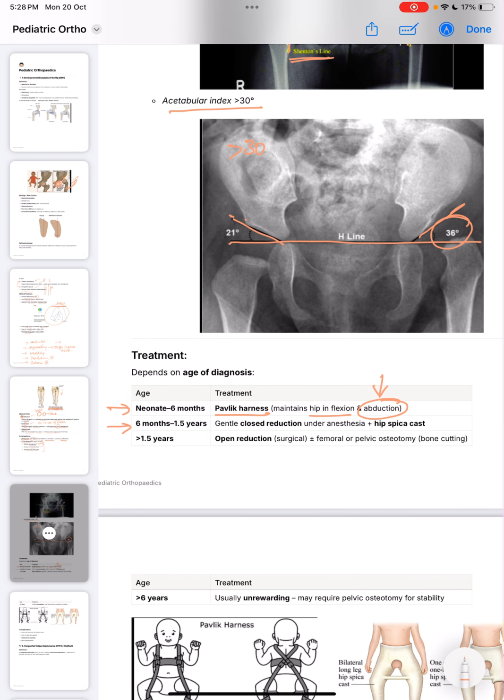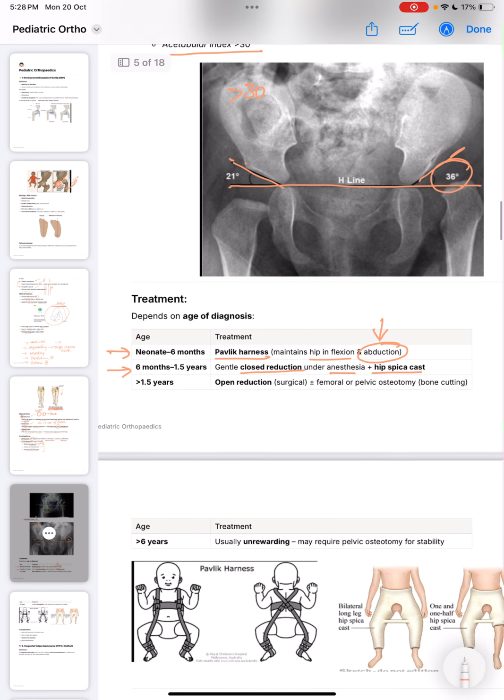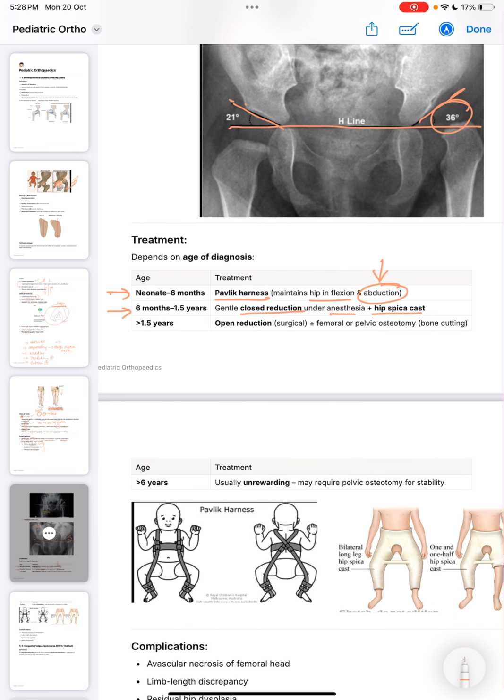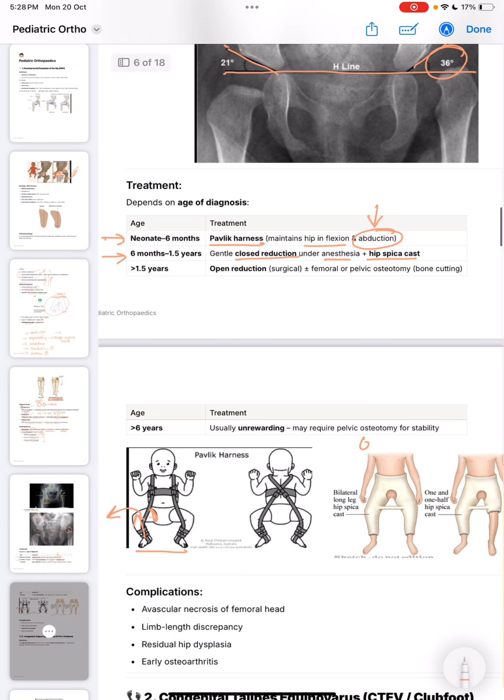And then from 6 months to 1.5 years, we are going to do gentle closed reduction under anesthesia and a hip spica cast, okay? So if you see, this is the Pavlik harness, and here the hip is kept flexed and we keep it abducted, right? So this will reduce it back in. But what do we do at 6 months to 1.5 years? We do gentle closed reduction under anesthesia, and then we put on the hip spica cast. So this is the hip spica cast, okay.